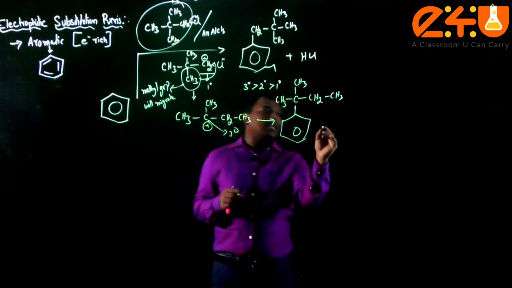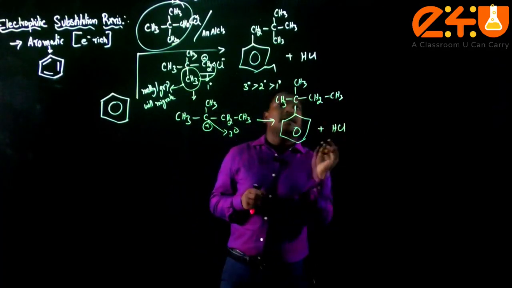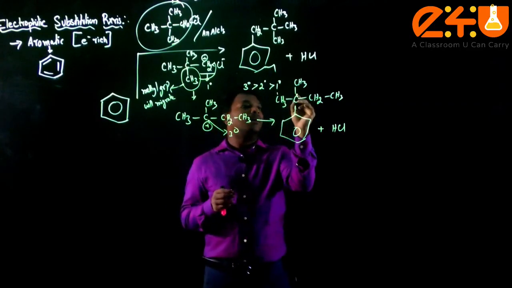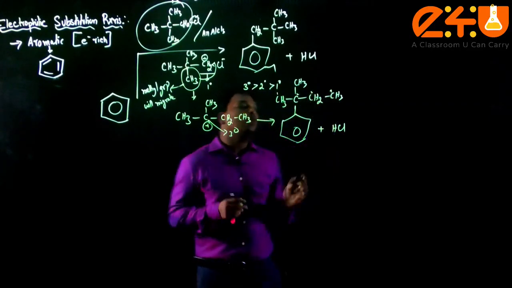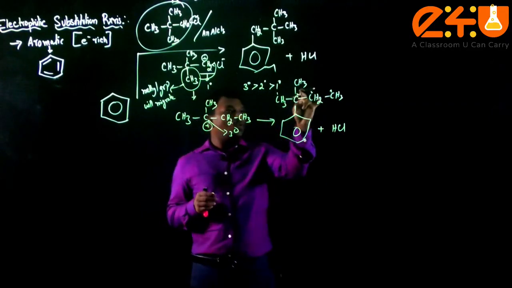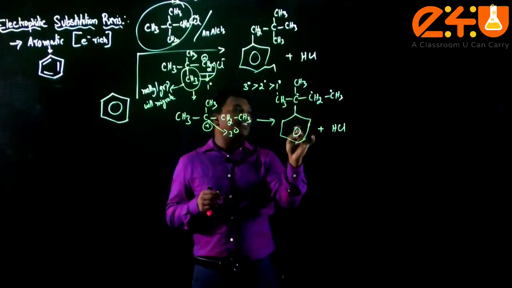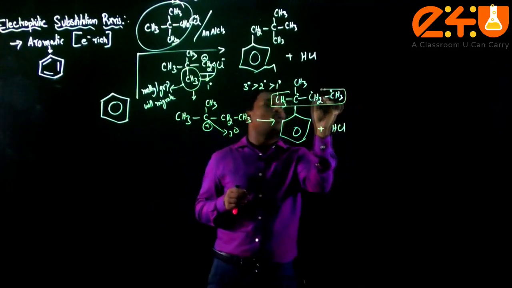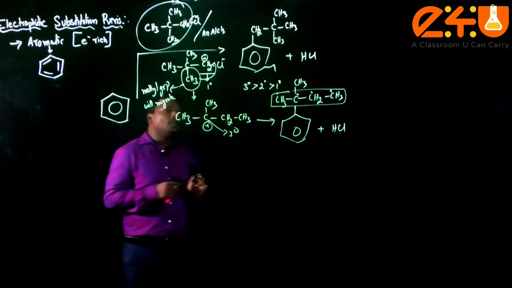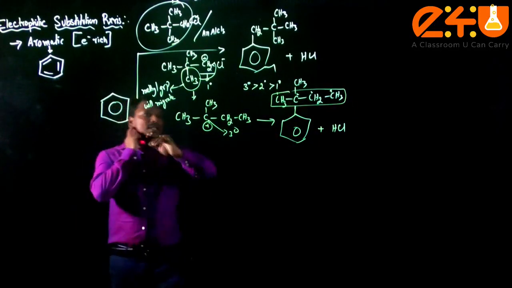Okay, what will be the IUPAC nomenclature of this compound? We'll do the numbering: 1, 2, 3, 4. So it will be 2-methyl-2-phenylbutane. This is going to be your root word. Okay, now we'll do some more examples.